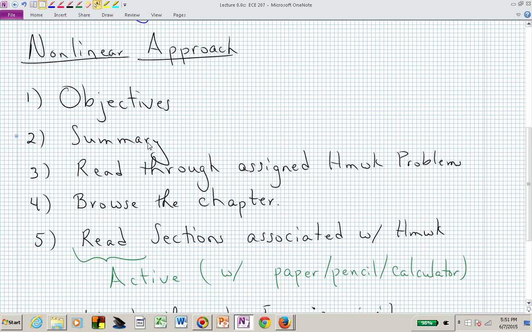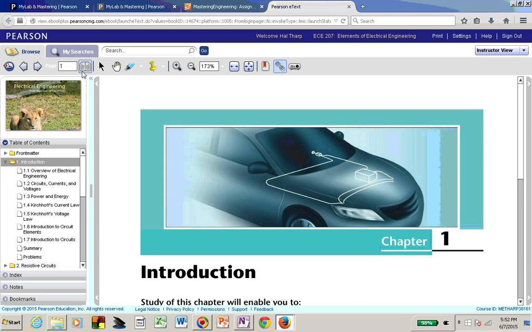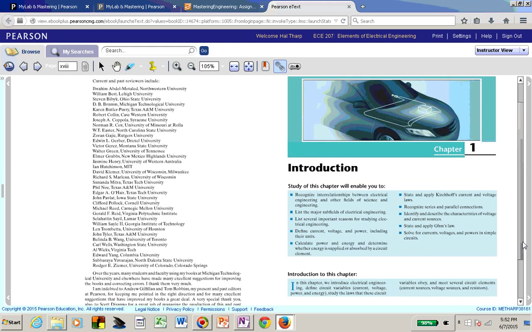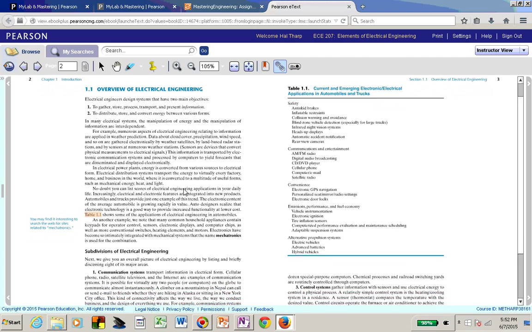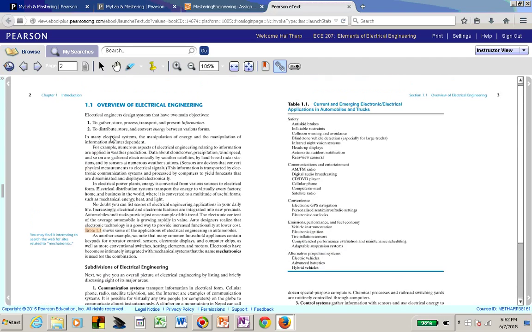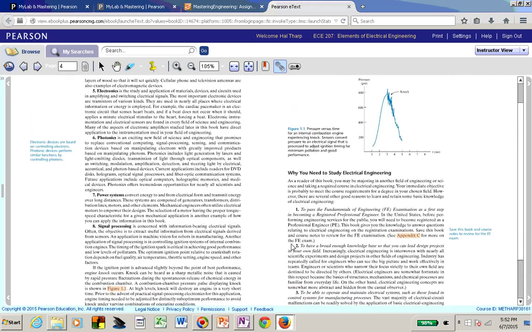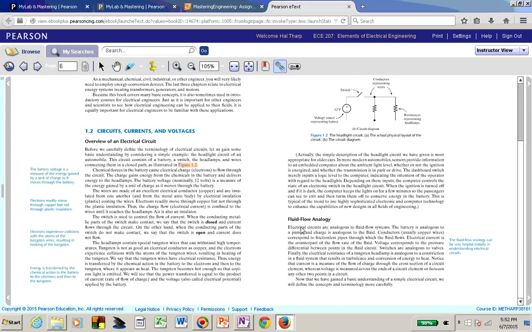After you've looked at the objectives and the summary, you might look at what homework problems have been assigned in that particular chapter. You would then go back to the book and start looking at it from a more holistic perspective, just browsing through and looking at some of the figures, some of the tables, what is the material that you're going to be looking at, just getting a 30,000 foot view of what is contained in this chapter. And this is just the first chapter of the book.